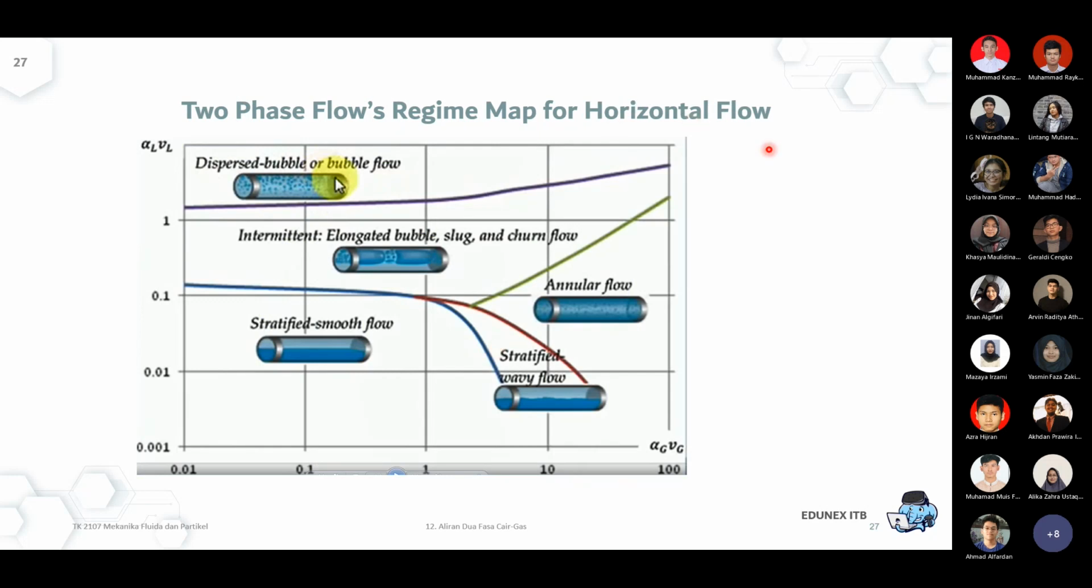Okay. And same thing for a horizontal flow. Previously it was for a vertical flow. For a horizontal flow, the concept is still the same. That means when we have a small gas velocity but a very high liquid velocity, we are likely to be in the bubble regime. And when we're working at a high gas velocity but very low liquid velocity, we are likely to be in the annular regime.